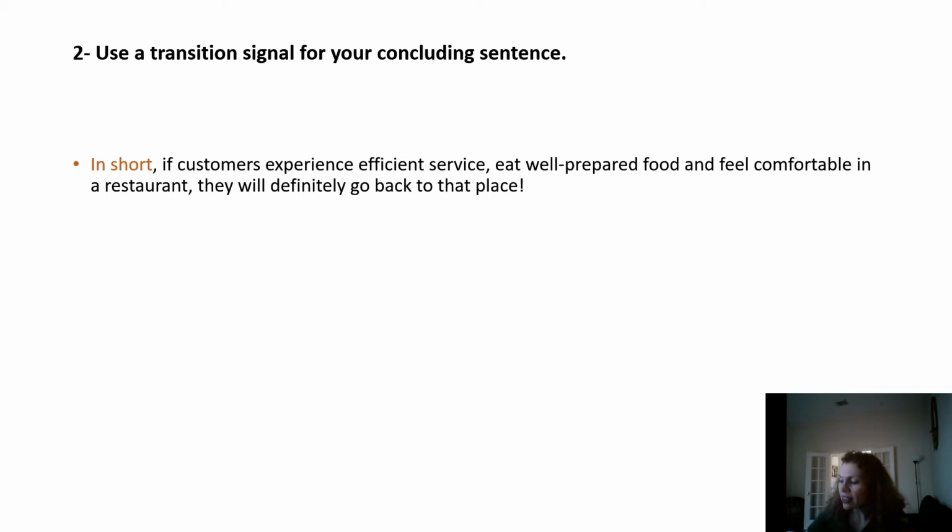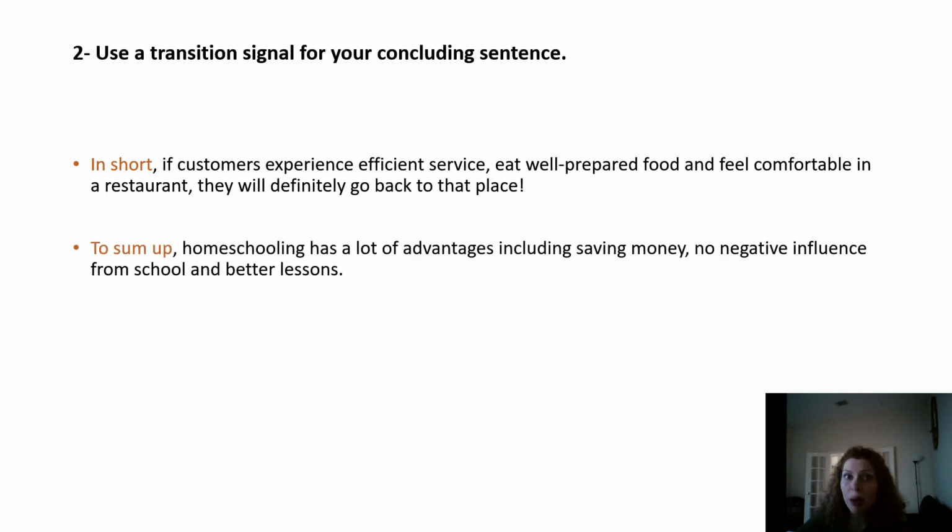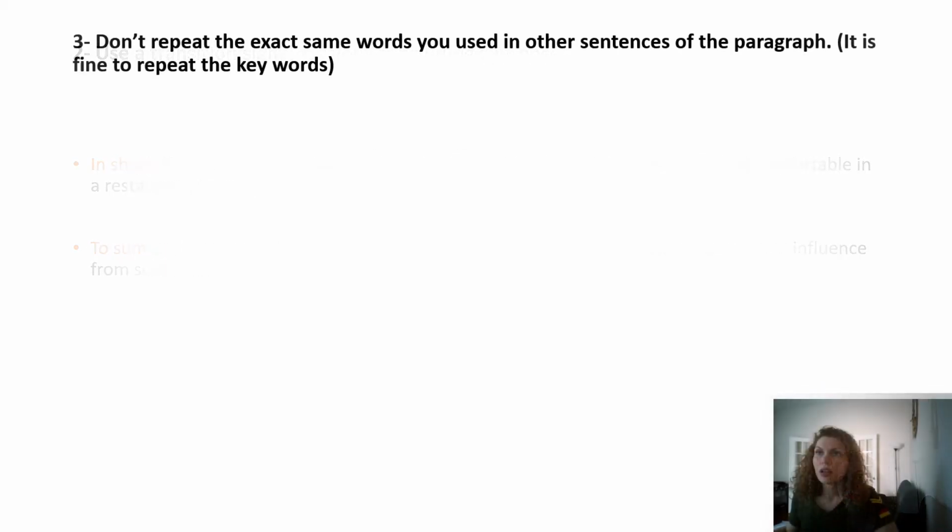Now let's have a look at the other example. "To sum up," that's another transition signal. When I see "to sum up," I already know what comes next is going to be the concluding sentence and the last sentence of the paragraph. So we're going to talk more about the transition signals because they're very, very important in good academic writing.